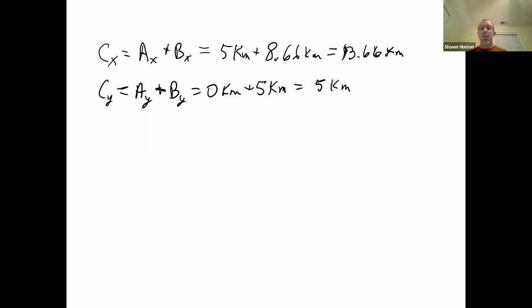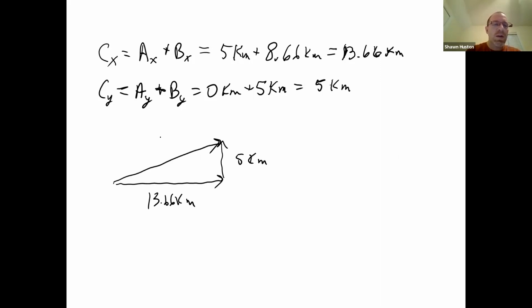All right, so now that I've got those components, I can draw out my vector triangle for vector C. So there's C sub x, and maybe right there is C sub y, so this is 13.66, and this is 5. And there's vector C right there, and there's some angle that I want. If I want to figure out the size of vector C, then I can just use the Pythagorean theorem.